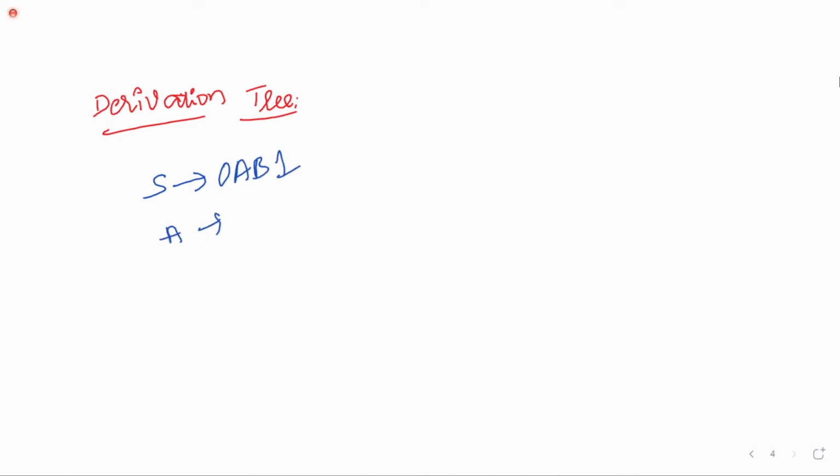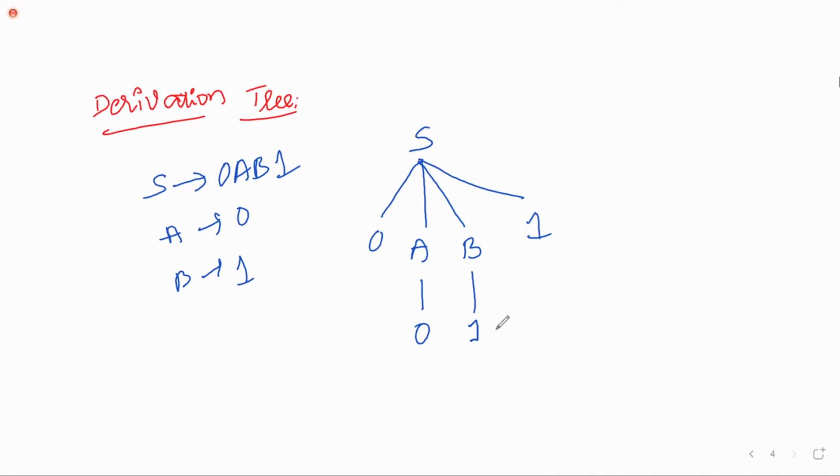Now what is A? What is B? A tends to 0, B tends to 1. What does a derivation tree mean? From these given productions, we have to generate a string by constructing a tree. First, S I have considered. How many symbols are we having here? 0, A, B, 1. A is generating 0, B is generating 1. All together we'll call this 0011.